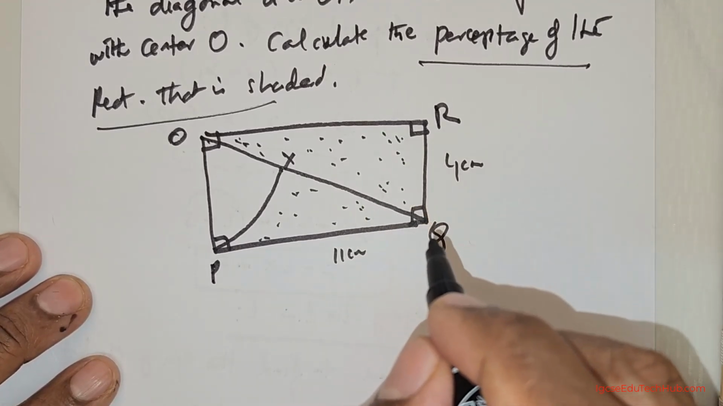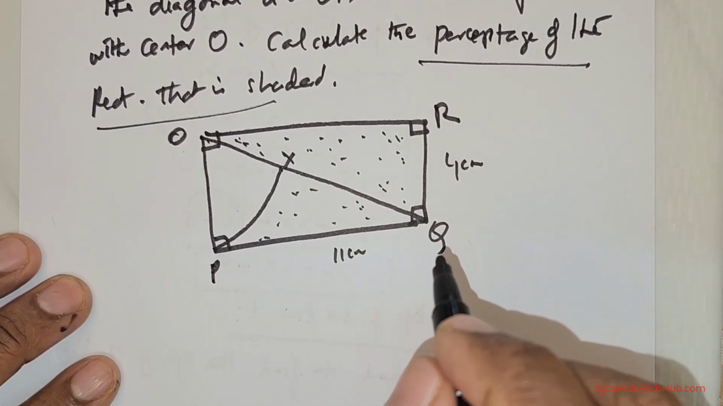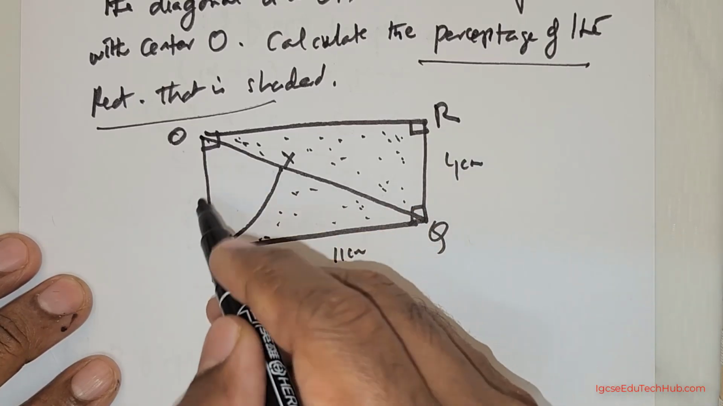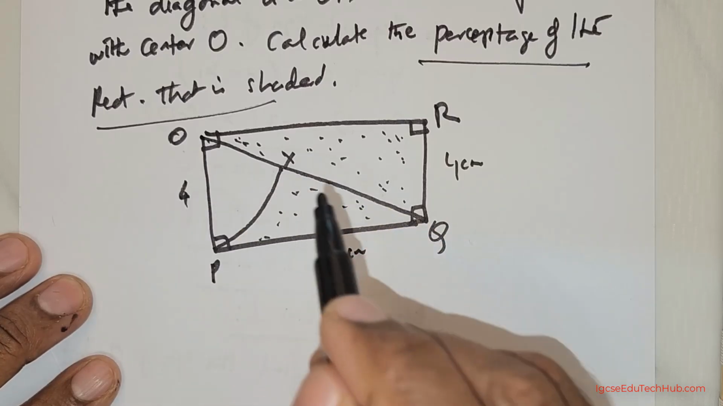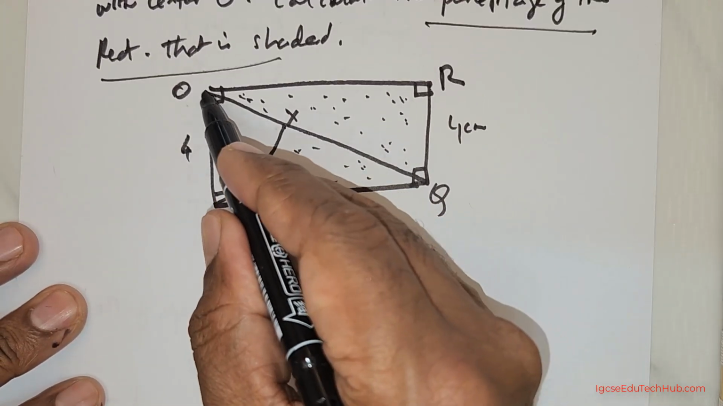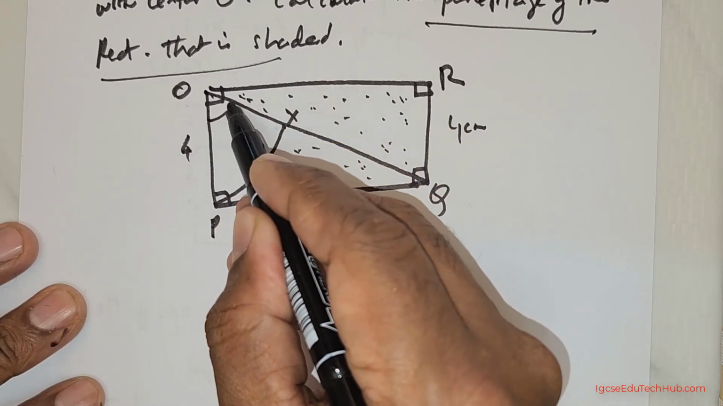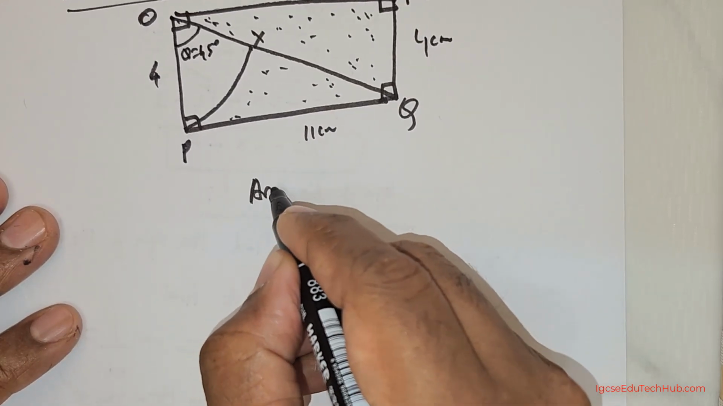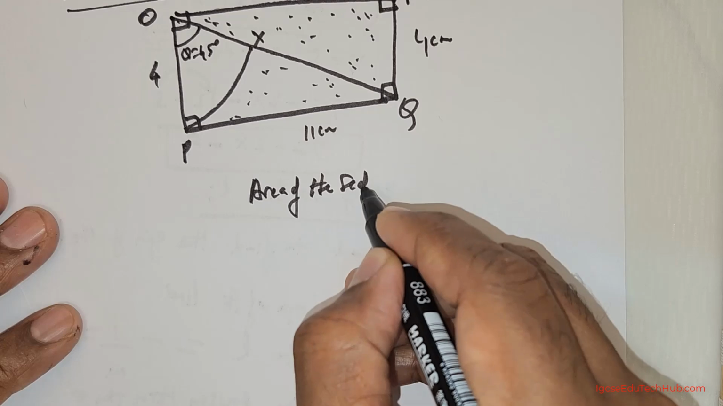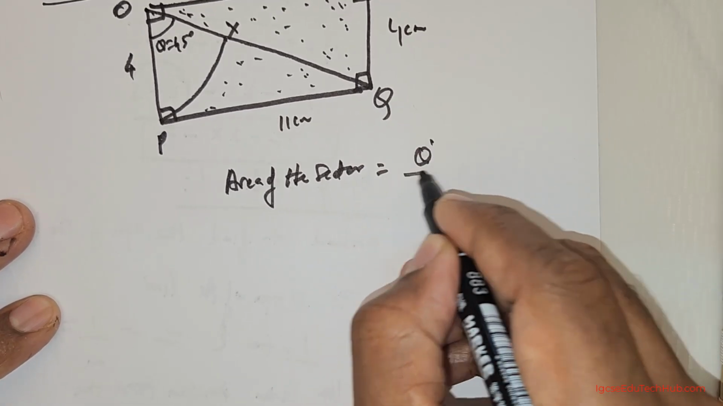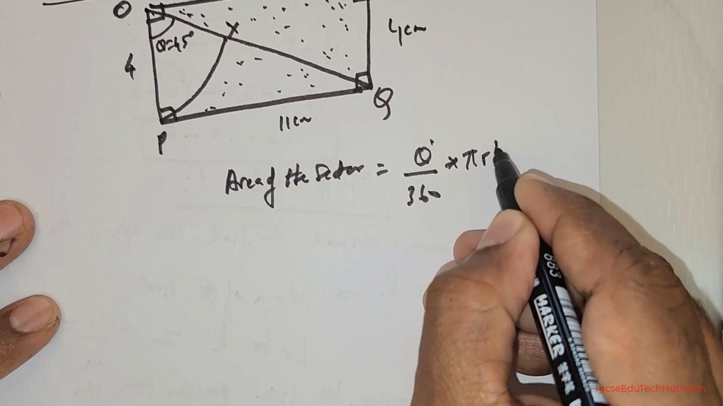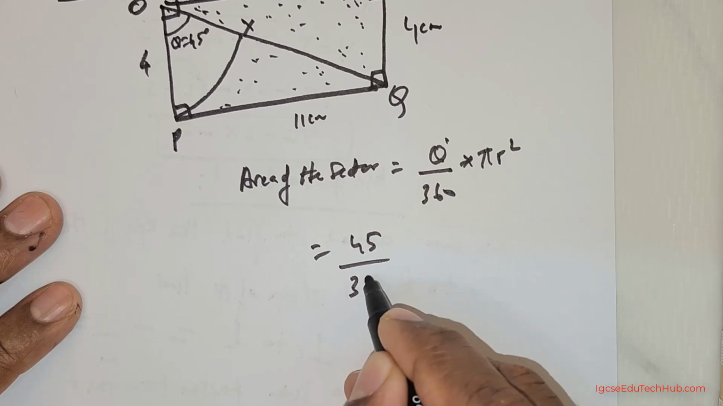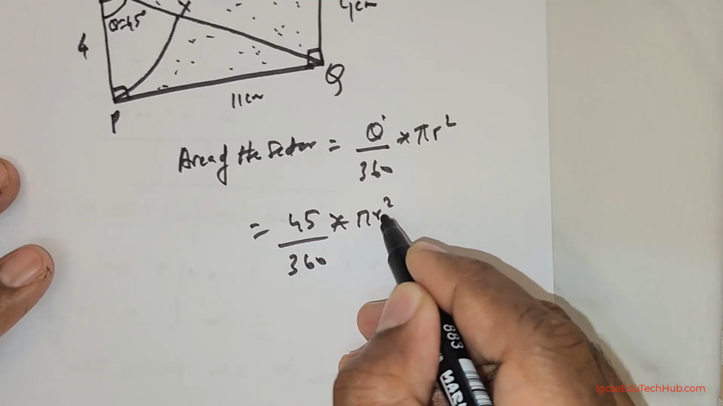Okay, now foremost, I know this side is 4 centimeters. Now clearly this is going to be the radius of the sector, so this is also going to be 4. Now you see this is the diagonal, so this angle is going to be theta, which is 45 degrees. So we can find the area of the sector, which is theta over 360 multiplied with pi r squared. So this is going to be 45 divided by 360 multiplied with pi r squared.